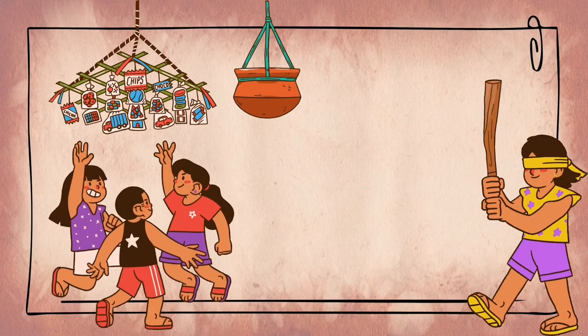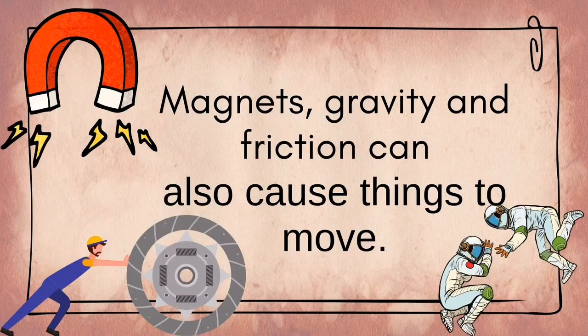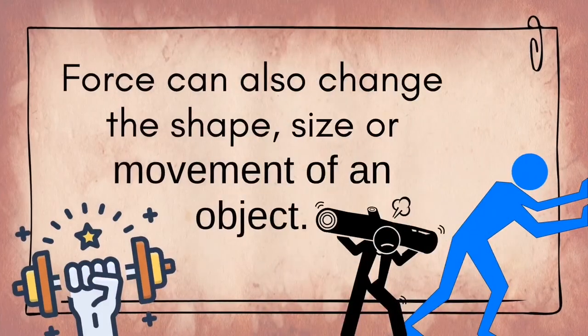Just like what you see in the picture, are you aware that they are actually using force while doing those things? When you push a cabinet, you apply a pushing force. When you press a sponge, you exert a pushing force. When playing, you exert either pushing or pulling force. Magnets, gravity, and friction can also cause things to move. Force can also change the shape, size, or movement of an object.